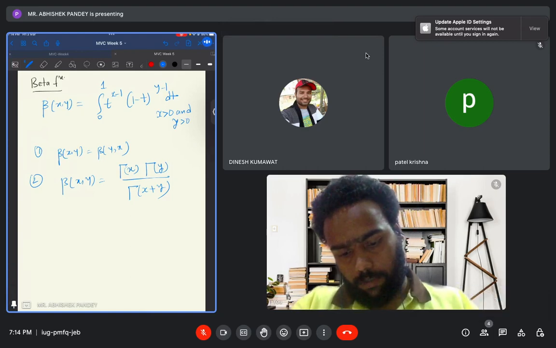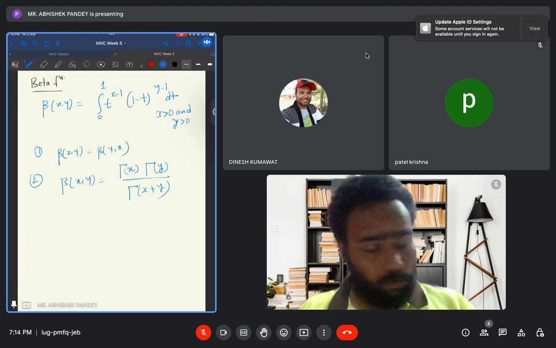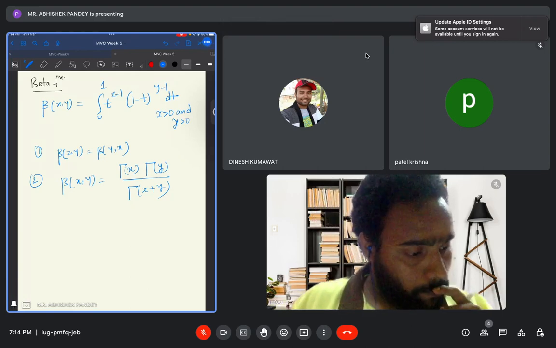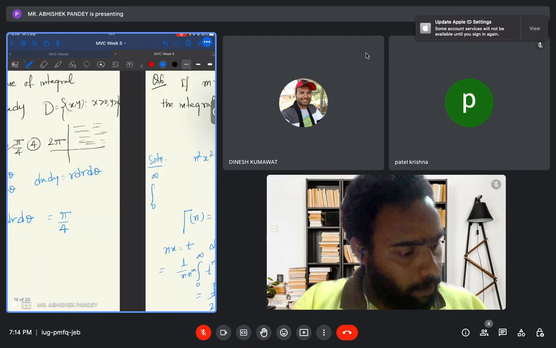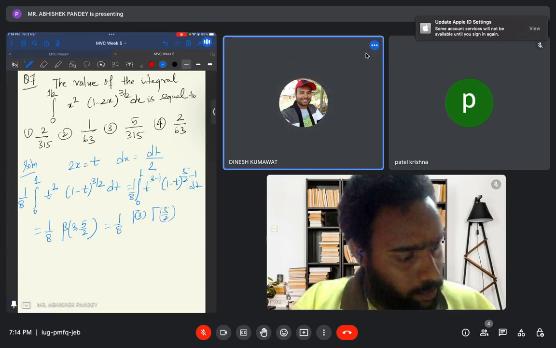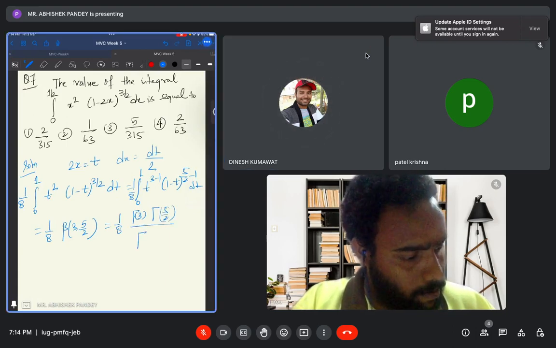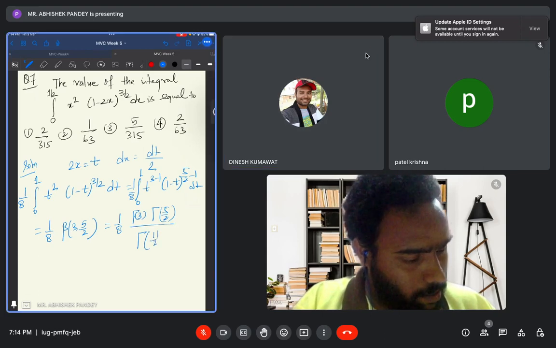So yeah, this will be gamma x gamma y. Okay, so this is nothing but 1 by 8 into gamma of 3 into gamma of 5 by 2, and this is nothing but gamma of 3 plus 5 by 2, 11 by 2, I guess. Is it correct? Yes, sir.